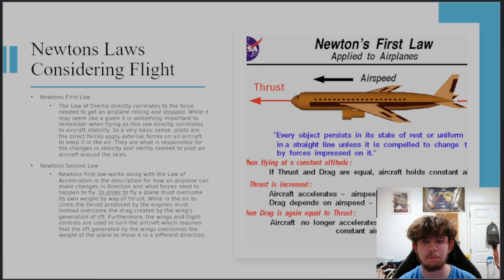Newton's first law basically directly relates to the thrust required to move an airplane. You need a direct force applied to that aircraft. If you don't apply thrust, the aircraft's not going to go anywhere. It's basically just going to stay at rest. And then the second law describes it a little bit further.